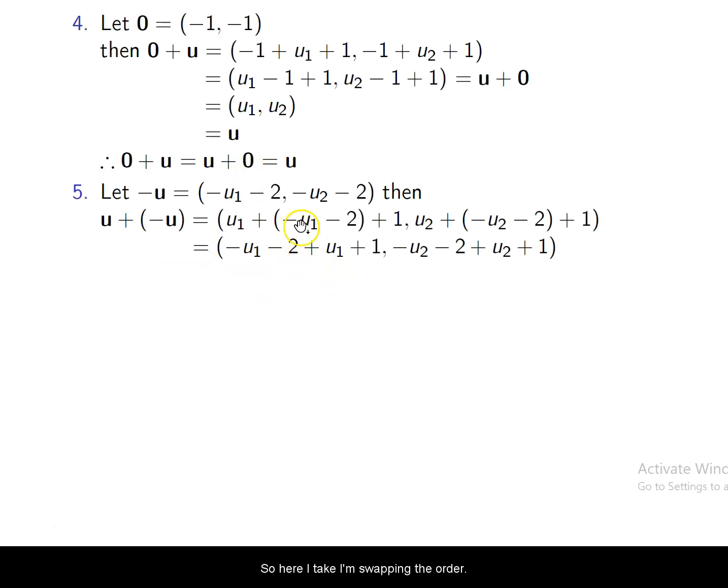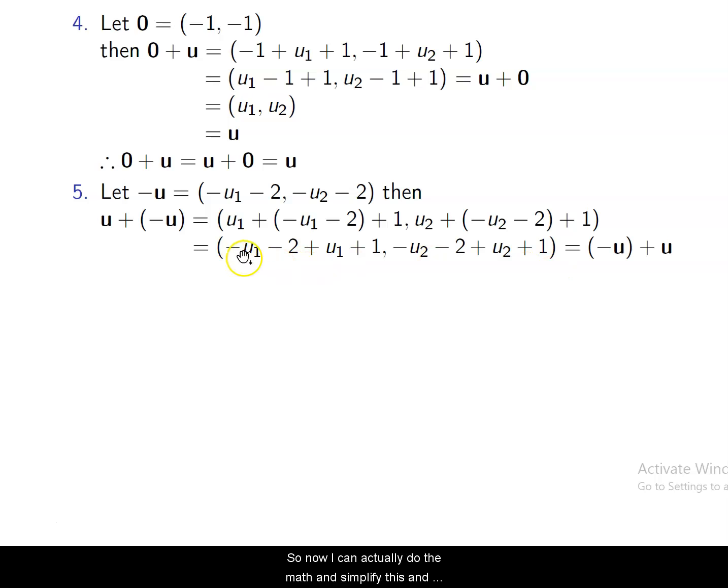So here I'm swapping the order. Okay, negative u2 is first. Negative u2 is first. u1 is second. u2 is second. And this plus 1 is still last because I'm still adding 2 things. And that's what it looks like to take the negative of u plus u itself.